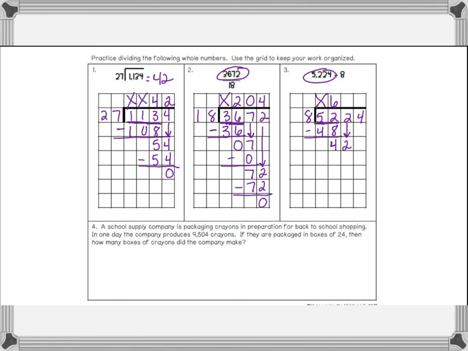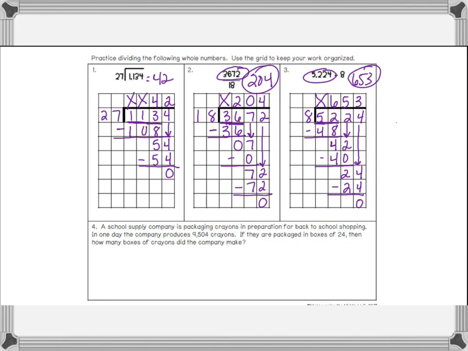Then I'm going to bring down 2. 42 divided by 8, that's 5. 5 times 8 is 40. Subtract, and I have 2. And I'm going to bring down 4. 24 divided by 8 is 3. 3 times 8 is 24. Subtract, and we have 0. So our answer is 653. The answer to the previous one was 204.